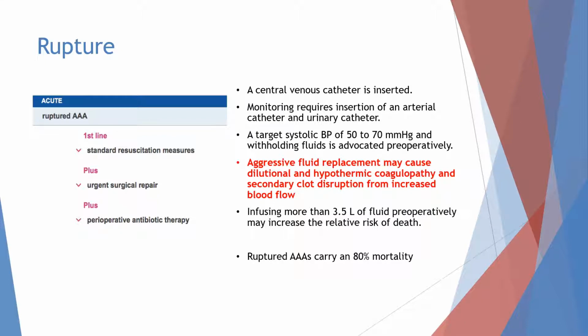AAAs are quite a poor prognosis situation to occur. Even when they occur in hospital, they still carry an 80% mortality. Essentially, 8 out of 10 people with a ruptured AAA will die within 30 days of it occurring, whether that's immediately or in the post-operative period. So emergent management is important and surgical repair is absolutely paramount. And in these cases, surgical repair is usually done open because there isn't usually time to assess them for any endovascular approach.